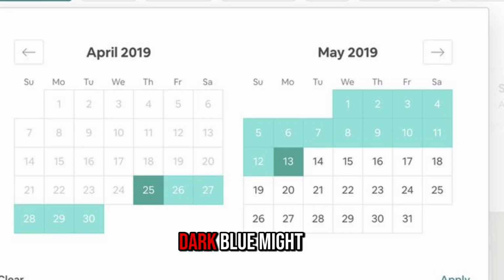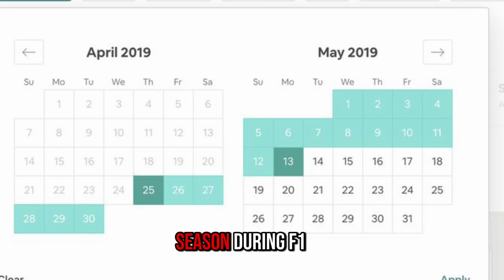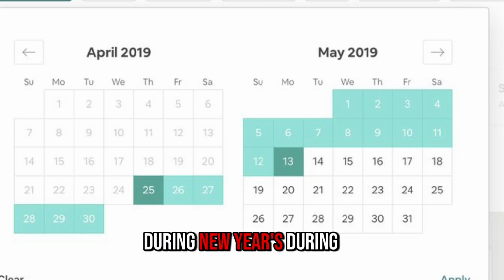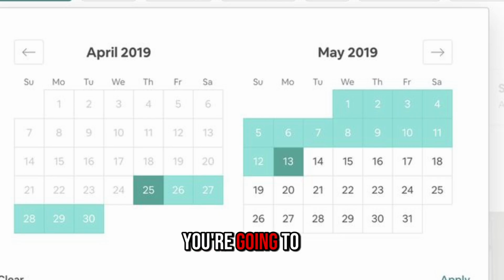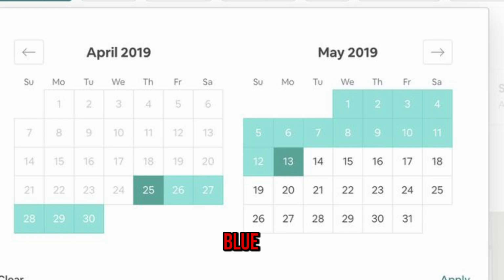During normal weeks, dark blue might just be Friday and Saturday. But during peak season, during F1 week, during New Year's, during big events, you're going to see something different. Thursday, Friday, Saturday, Sunday might all be dark blue. Sometimes you'll see a whole week that's dark blue. And this is exactly where you need to change your minimum length of stay.